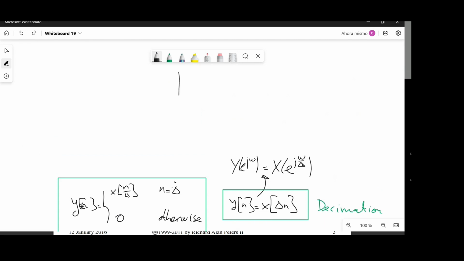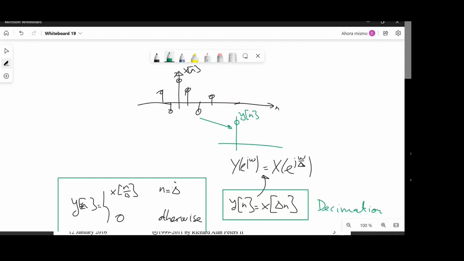So let's say this is my X of n, just a few samples. And then this signal here, the decimated one, is taking one every 2 pixels. So I will take this one, and I will take this one, and this happens at 2. But here, the same sample happens at 1. Okay, and then I have this one, and then this. And this is decimation.